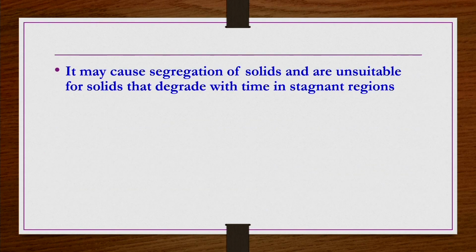It may cause segregation of solids and is unsuitable for solids that degrade with time in stagnant regions. So, it is clear that along the hopper walls, whatever material is there at the solid walls is getting lost, and that is going to stay a longer time in the bin. Because of that, if the material is degrading with respect to time, it is not going to be helpful.